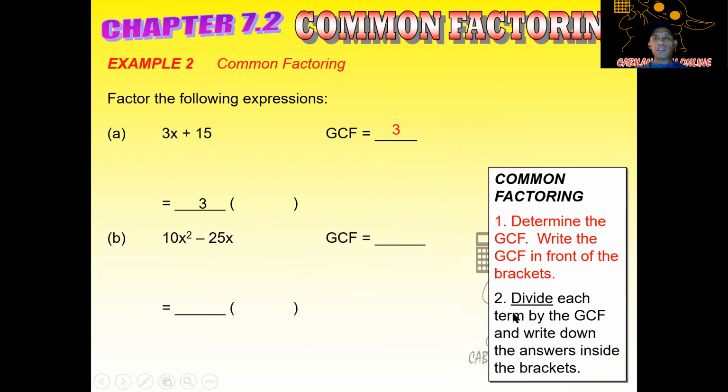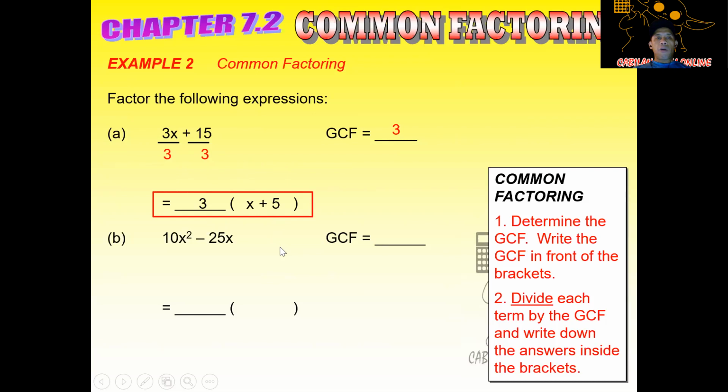Now, step number 2, and this is the part you need to pay very close attention to. The idea of common factoring is to divide each of the terms by the greatest common factor. So I'm taking the two terms, and I'm going to divide both of these terms by 3. The way I've done it here makes you see exactly what's happening in that step. These two 3's cancel out and give me x, and then 15 divided by 3 gives me 5. So the final answer for this will be 3 and in brackets x plus 5.